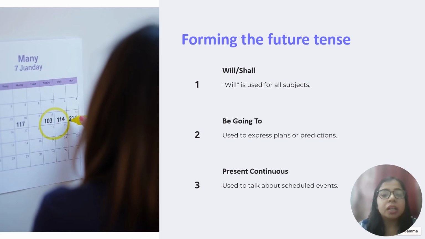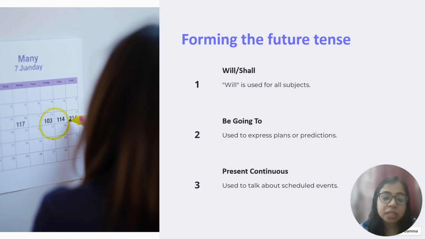Okay. Then next is be going to, used to express plans or predictions. Again, when we are planning something or when we are predicting something, I think it is going to rain tomorrow. So that is a prediction and we are using be going to.